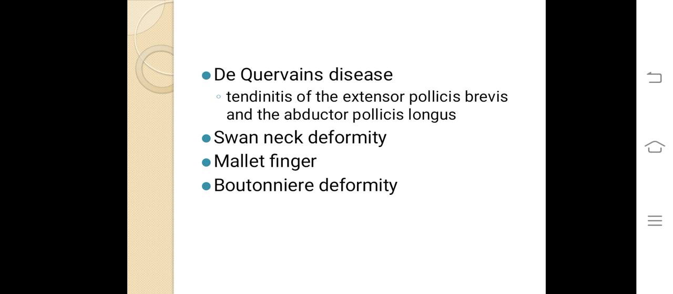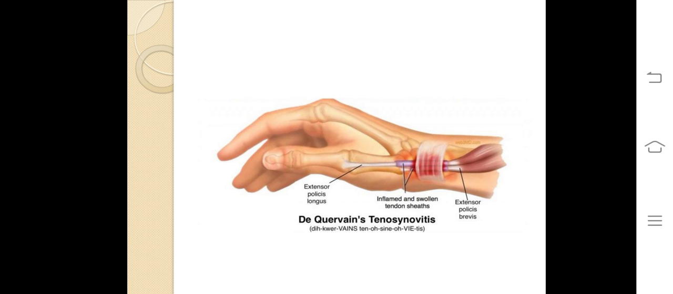Swan neck deformity, mallet finger deformity, and Boutonniere deformity mostly occur in metacarpal fractures and due to deformity at the distal interphalangeal joints. Asymmetry presentation.